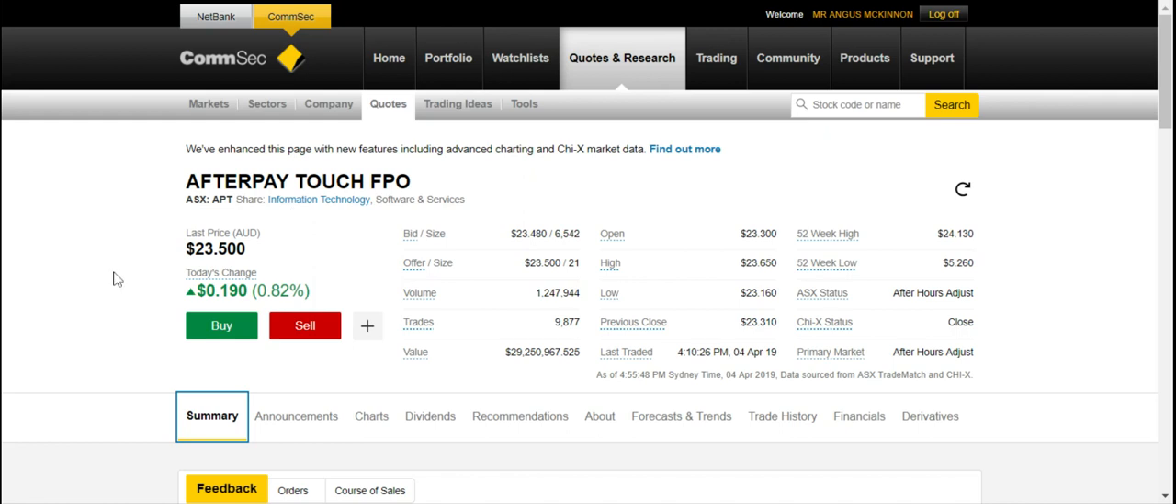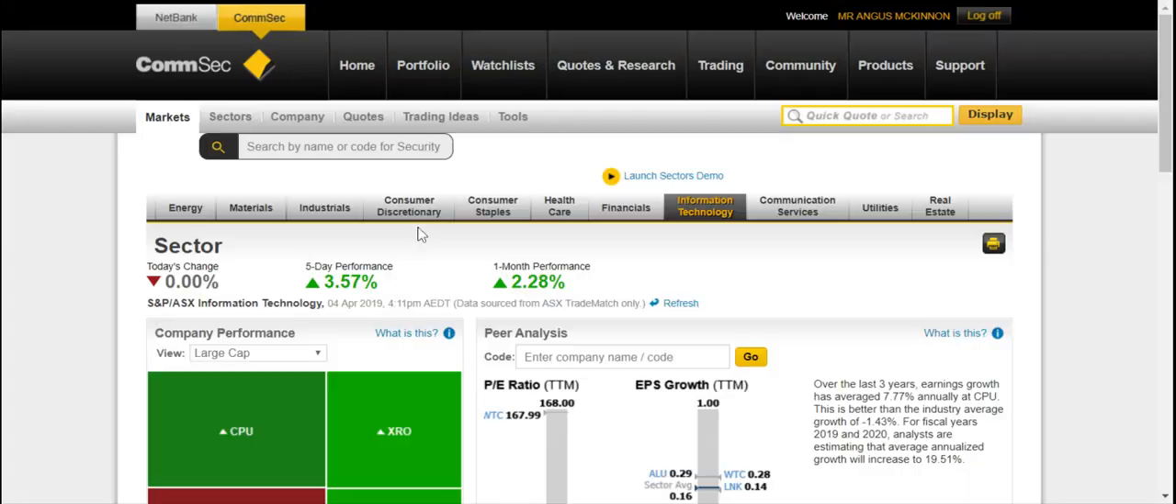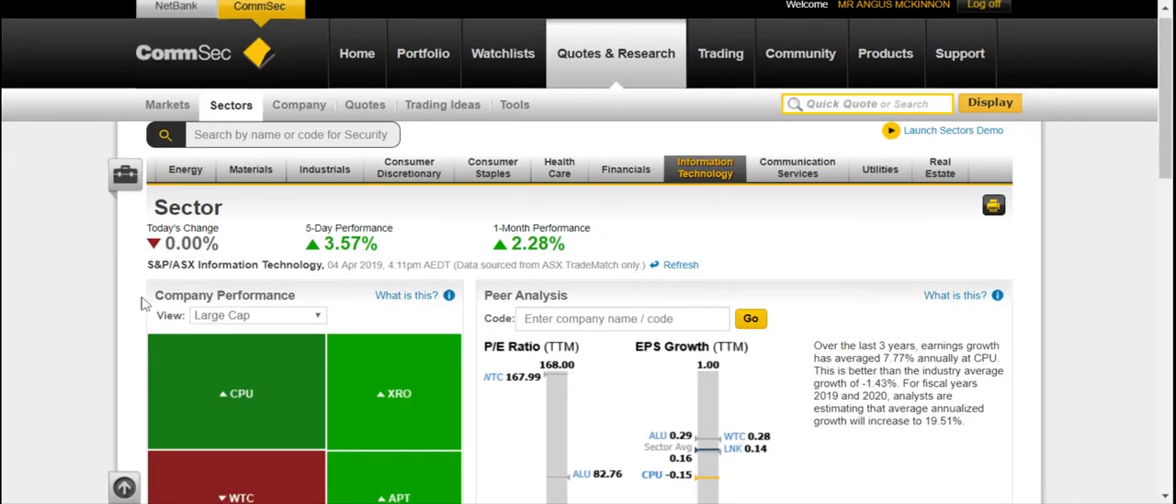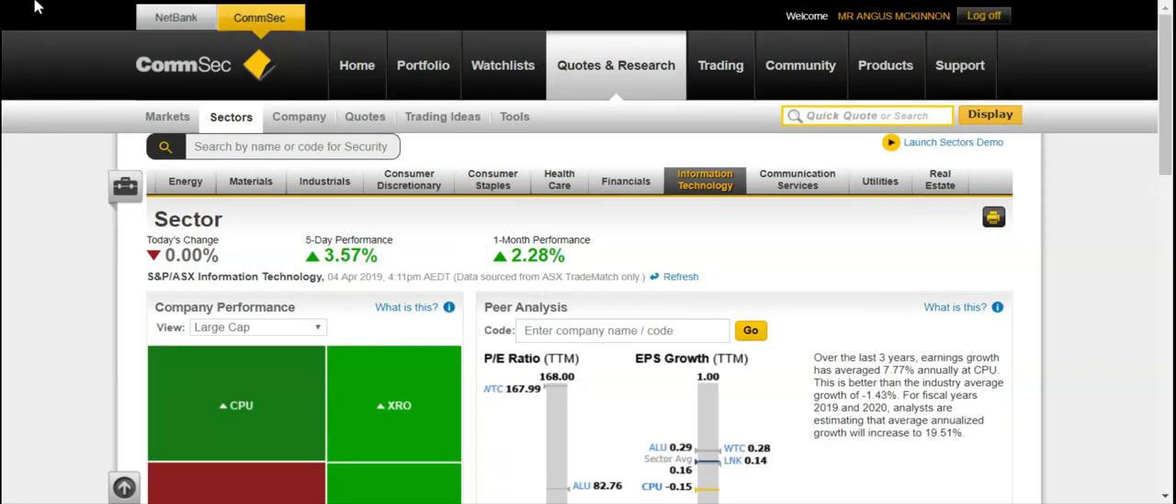So it tells you basically what sector and industry it's in, which is always good because then you can sometimes click on these and see other shares that are similar. I haven't tried that on this. Maybe I should. Information technology. No, so it just basically tells you how that particular sector is performing.